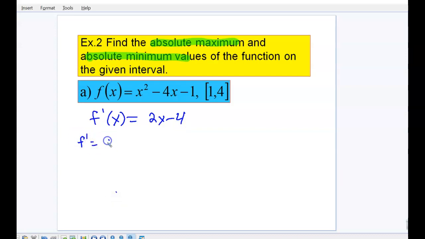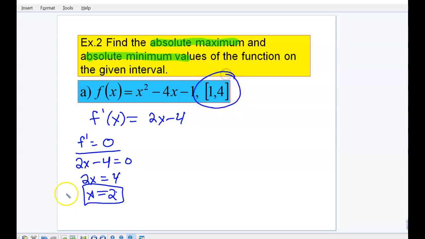So first of all, what makes the derivative equal to 0? 2x minus 4 equals 0, 2x equals 4, and x is 2. And again, this critical number fits in my interval, so it's good. There's nothing that makes the derivative undefined because my derivative is a polynomial. So therefore, my absolute max or min is either going to occur at 2, at 1, or 4.